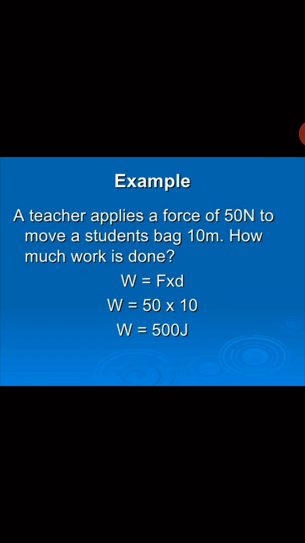So what's the formula for work done? Work done is force into distance moved. Work done is force, 50, into distance, 10. So 50 into 10 gives us 500. So how much work is done to shift that bag? It's 500 joules. The unit of work done is joules and it's written by capital J. So in this manner, numericals on work done can be solved.